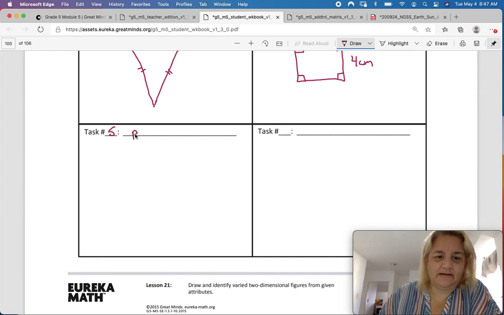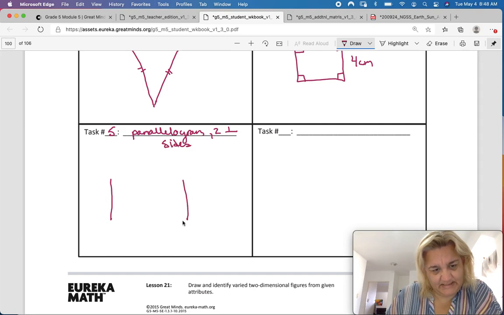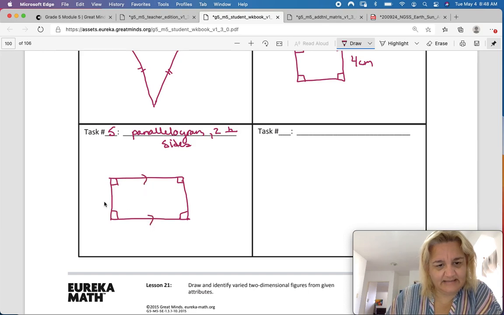Okay. Parallelogram. Two perpendicular sides. Okay. Well, those 2 sides are, okay. So if it's perpendicular, it means it has to have a right angle in it, right? So here's a right angle, here's a right angle, here's a right angle, here's a right angle. And it's parallel because this is parallel with that, and that is parallel with this, okay?